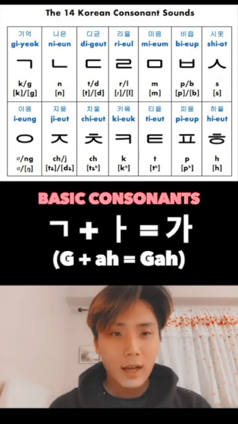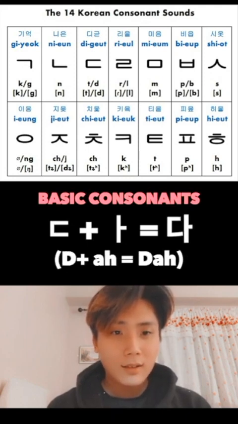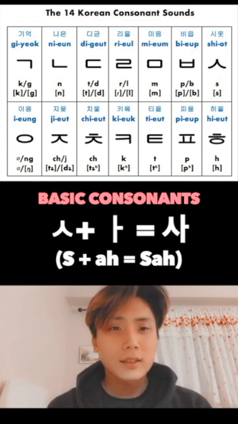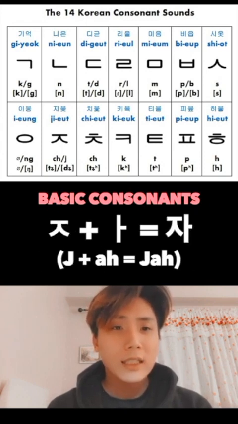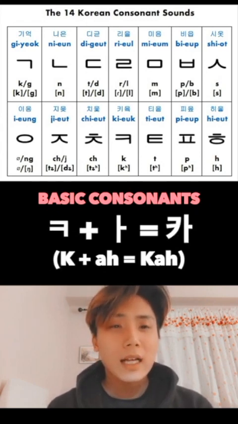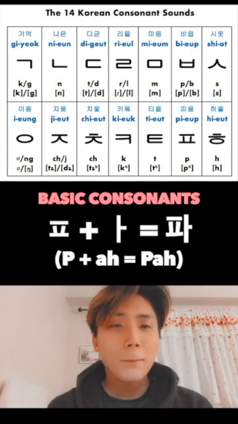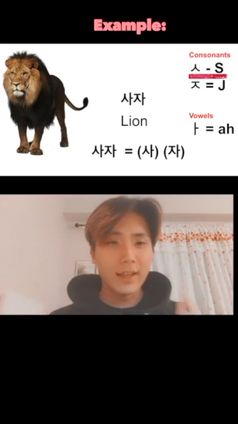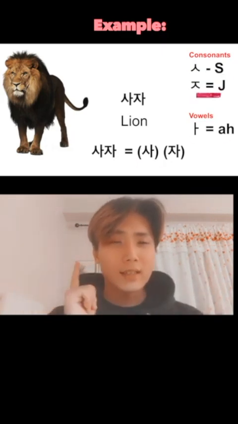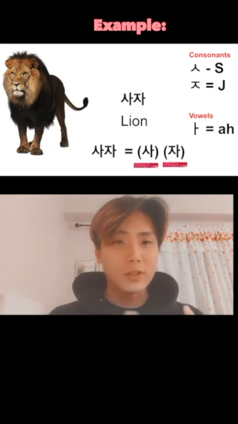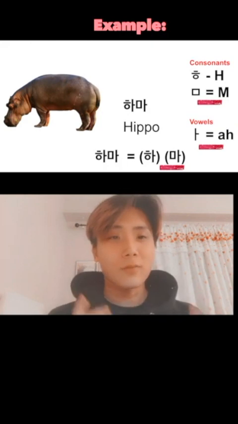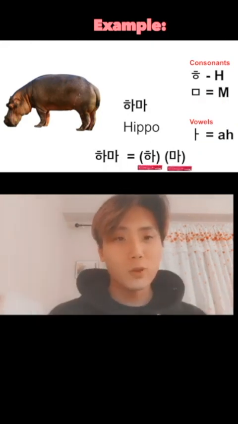So, ready? 가, 나, 다, 라, 마, 바, 사, 아, 자, 차, 카, 타, 파, ha. Alright, example time. We're using s sound and a sound to make sa, j sound and a sound to make ja, 사자, which is lion in Korean.